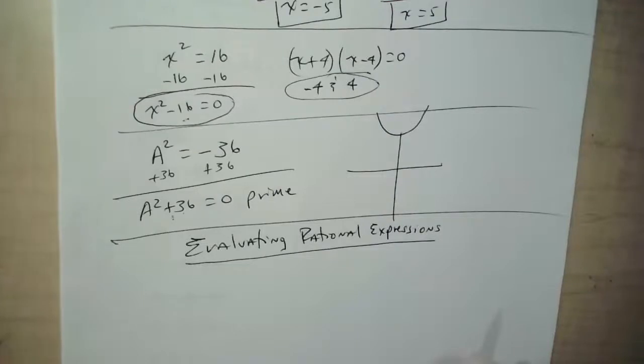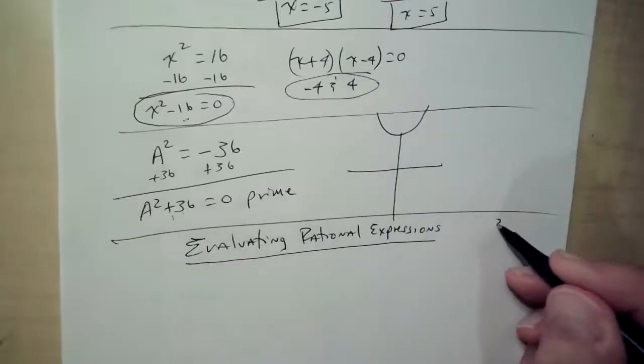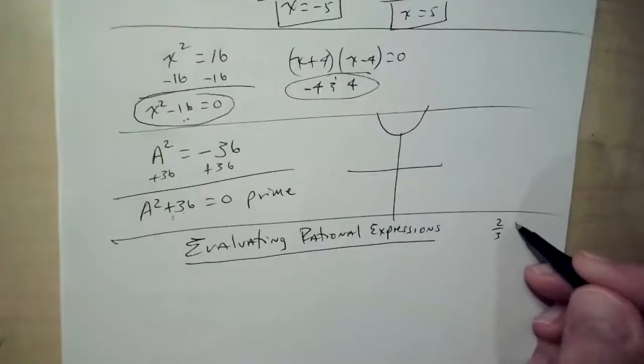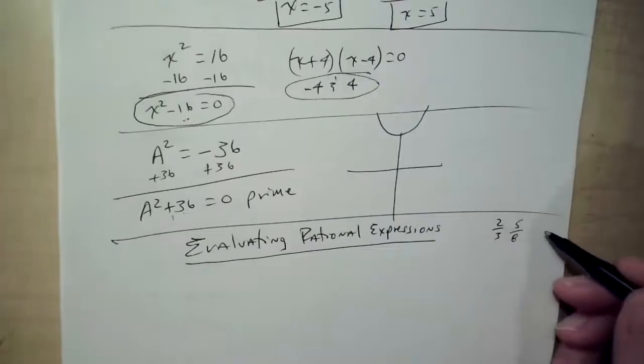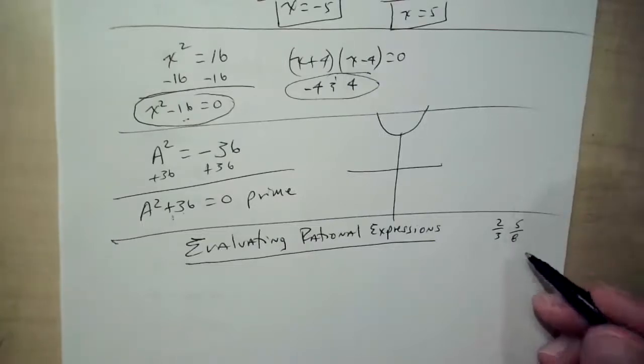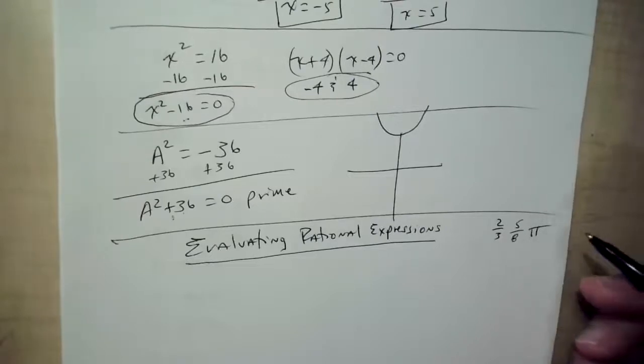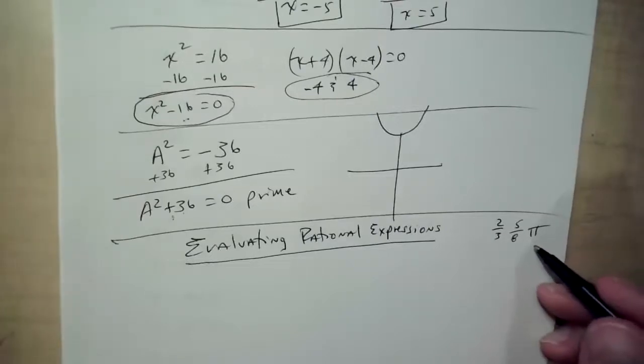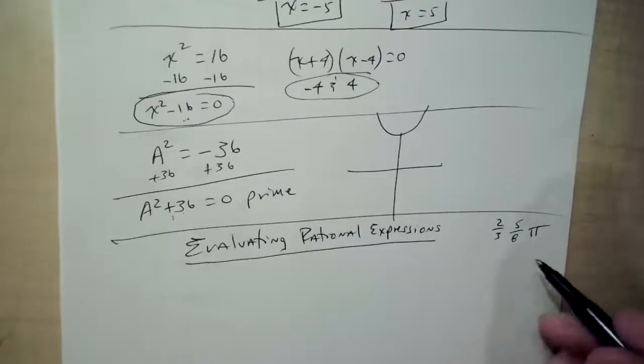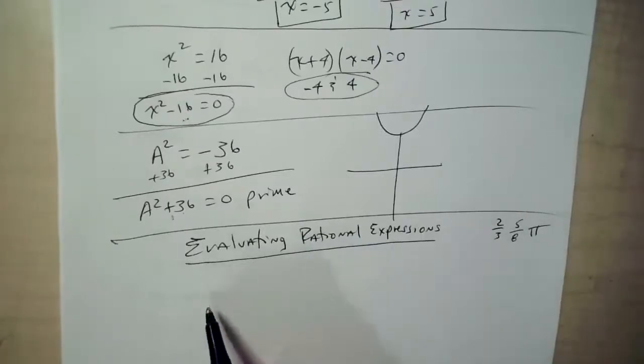Okay, rational expressions are things that can be shown as a fraction. For instance, 2/3, 5/8. Is pi a rational expression? No, because it cannot be shown as a fraction. What's another one? It doesn't make any difference.